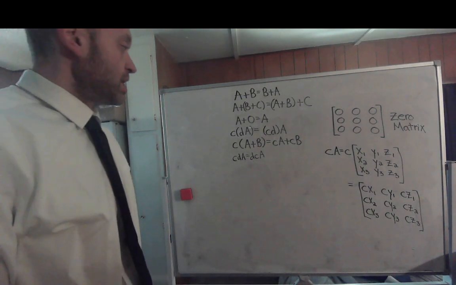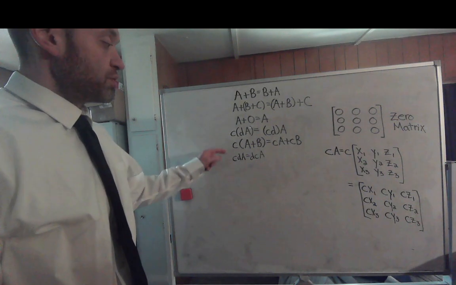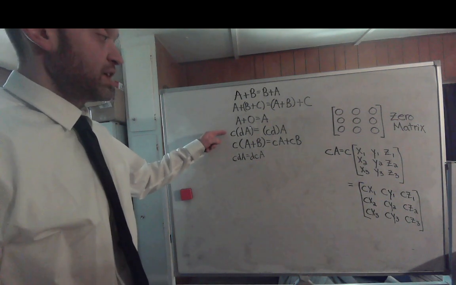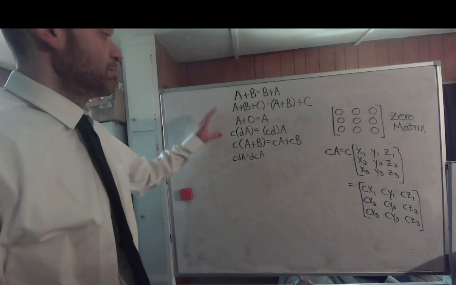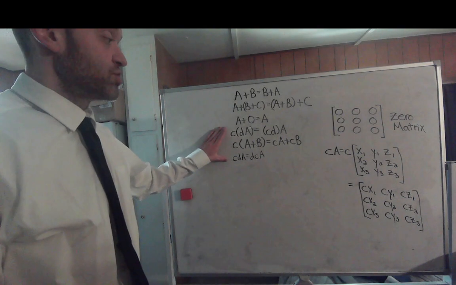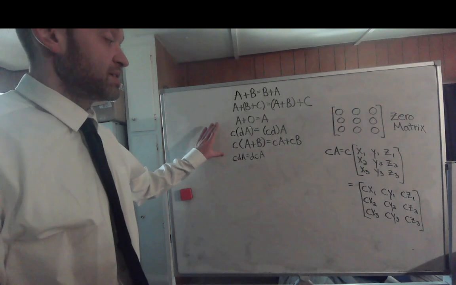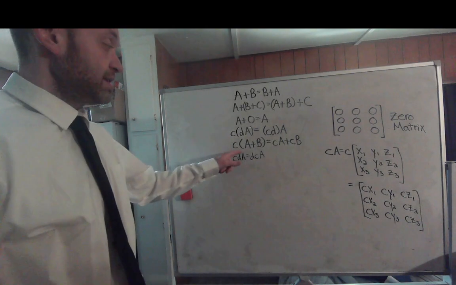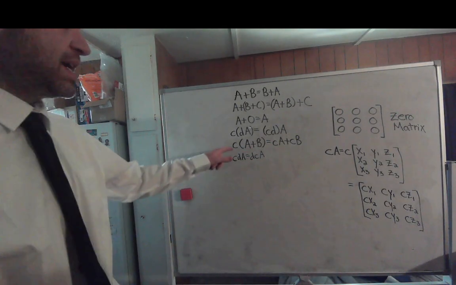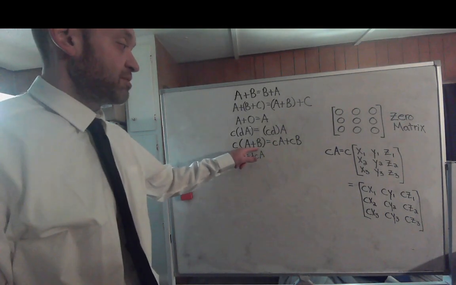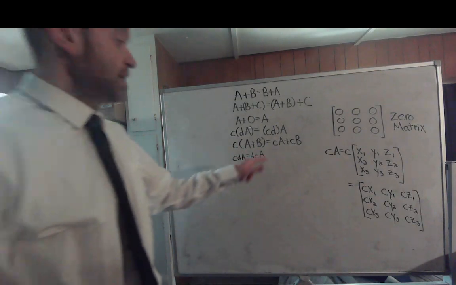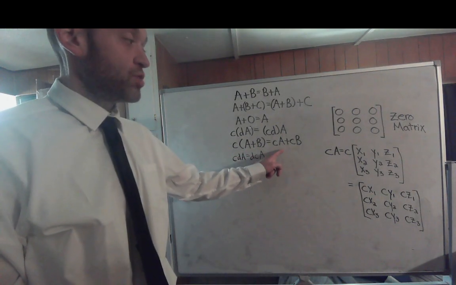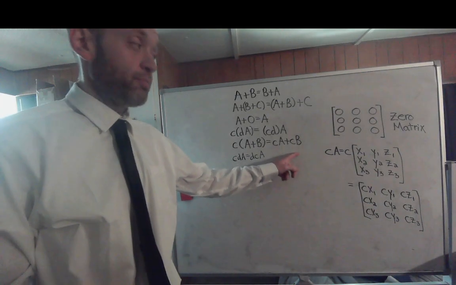Scalar multiplication of matrices is both commutative and associative. And you can also distribute it too. If I'm taking that same constant times the sum of both matrices, it equals the constant times one matrix plus the constant times the other matrix.